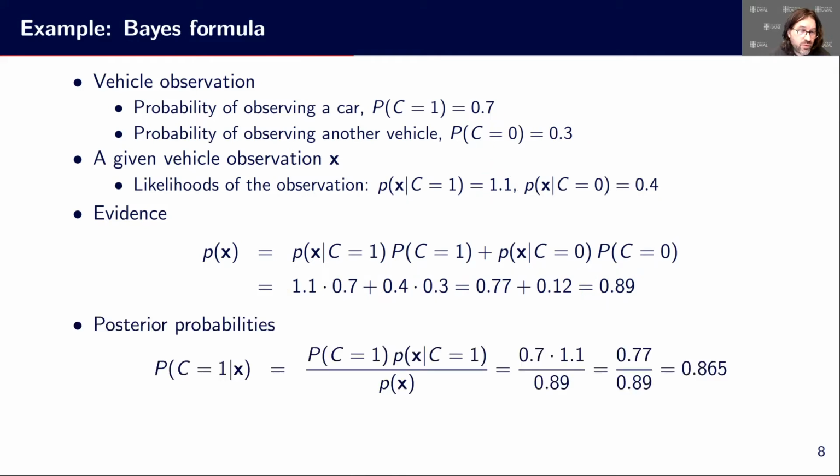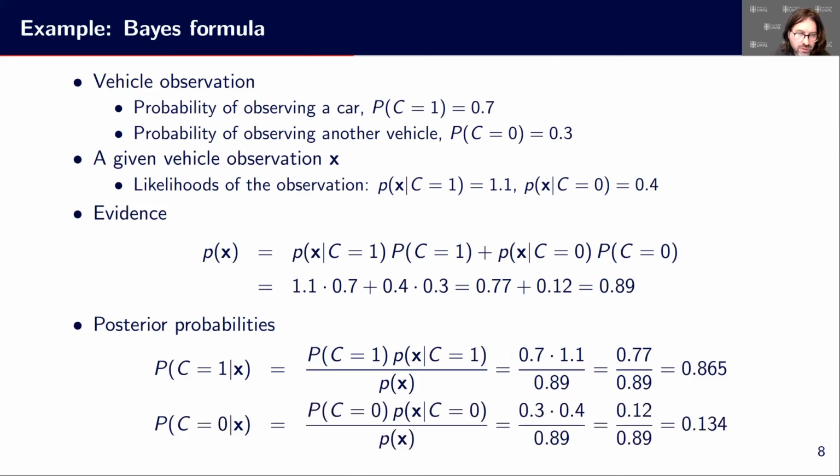From that, we get something really interesting in terms of classification. We are able to get the posterior probabilities, which can then be used for making a decision. So what is the probability that, given the observation, X is coming from class 1? We are applying Bayes here: the prior times the likelihood divided by the evidence. We're just plugging in the numbers. We got 0.7 here, 1.1 here, and 0.89 here. This gives us 0.865, so we have 86.5% as the probability that X is coming from class 1.